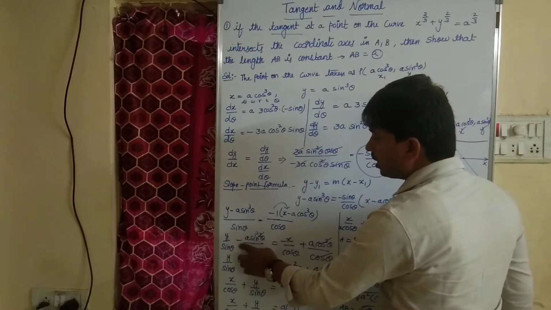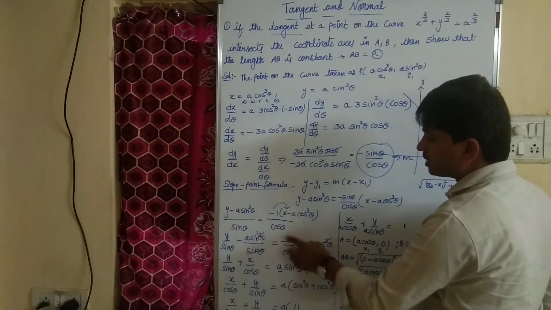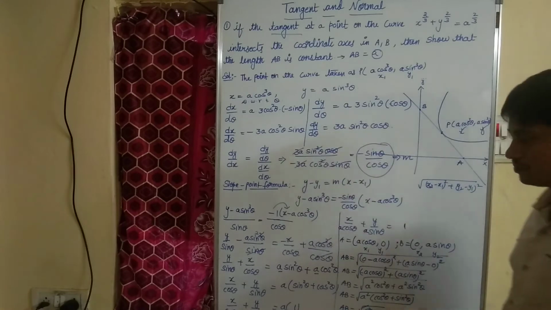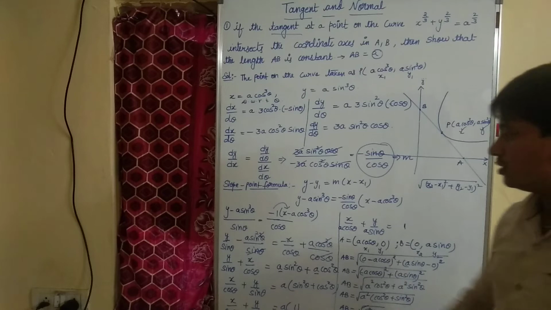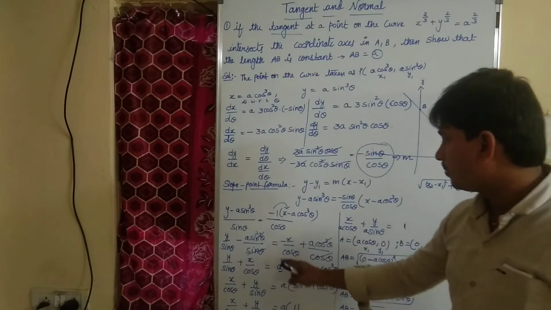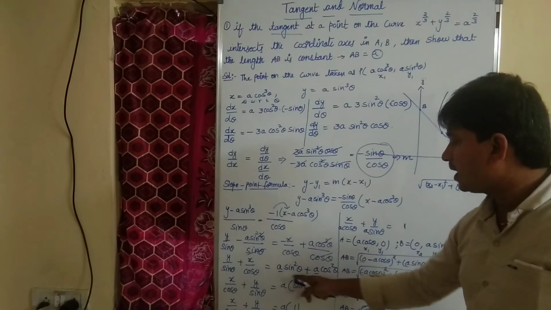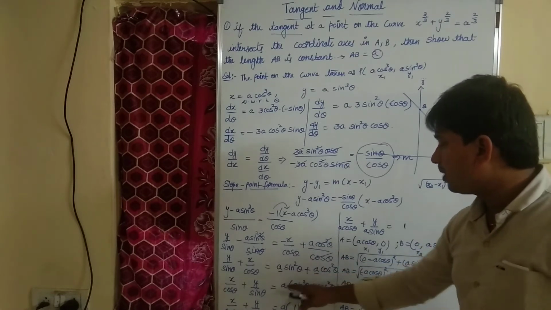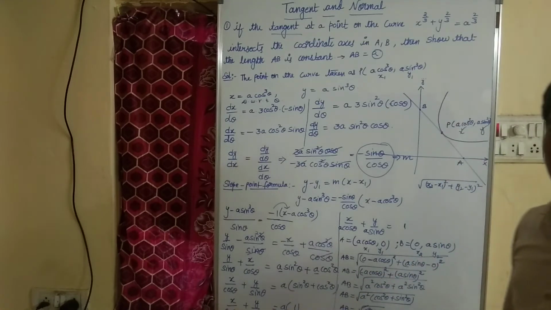Now y by sin theta minus a sin cube theta by sin theta equal to minus 1 into x by cos theta, minus into minus plus a cos cube theta by cos theta. Here sin theta cancels, cos theta cancels. Y by sin theta, minus x cos theta, if you transpose, plus x cos theta. Here minus a sin square theta transposes to plus a sin square theta plus a cos square theta. From these two terms I took a common: sin square theta plus cos square theta. So sin square theta plus cos square theta value is 1.